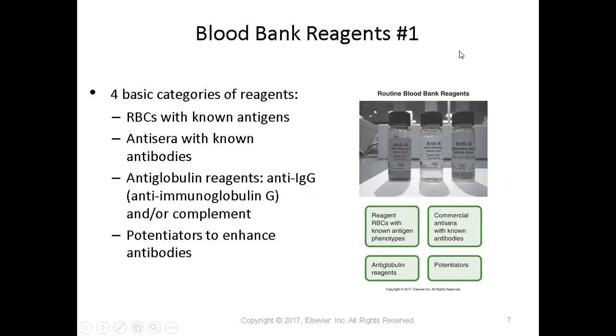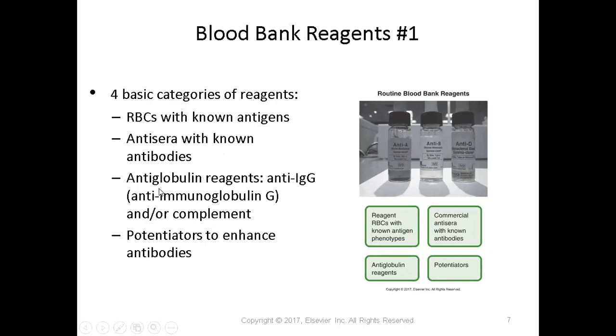So let's talk a little bit about our blood banking reagents. There are 4 basic categories of reagents. Firstly, we have red blood cells that come from a manufacturer with known antigens. The company tests these red cells and sells them to us, and we know which antigens are present on the red cells. So we call them reagent red cells. There are also antisera with known antibodies. Here we see a picture from our textbook. This is antibody against A antigen, antibody against B antigen, and antibody against the big D antigen. These are known antisera.